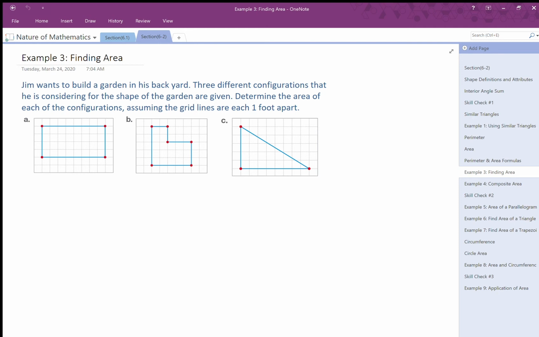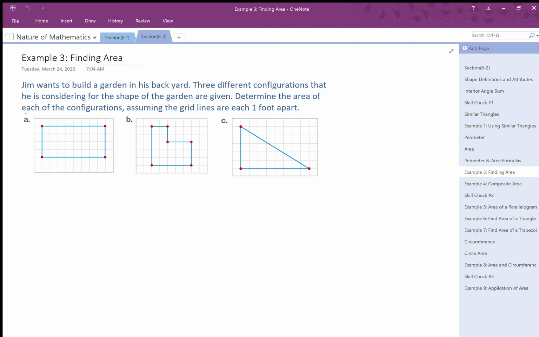All right, here are some examples. Finding area. It says Jim wants to build a garden in his backyard. These are 3 different configurations he is considering for the shape of the garden. Determine the area of each of these configurations. Assume that the grid lines are 1 foot apart.